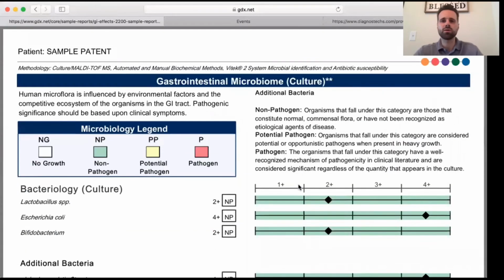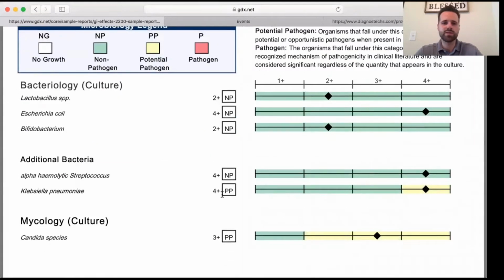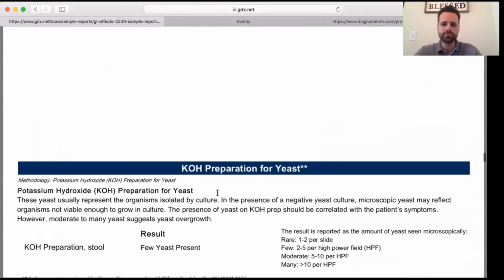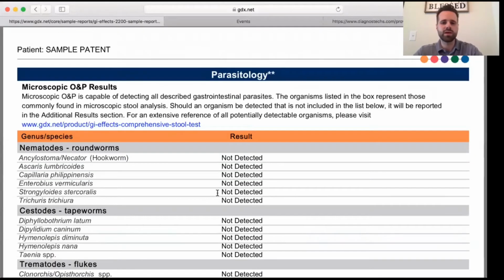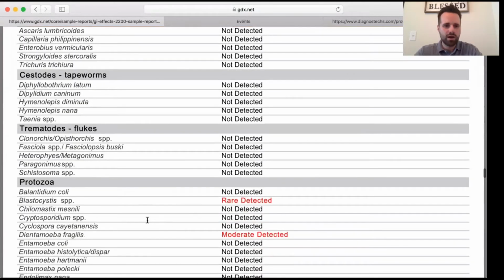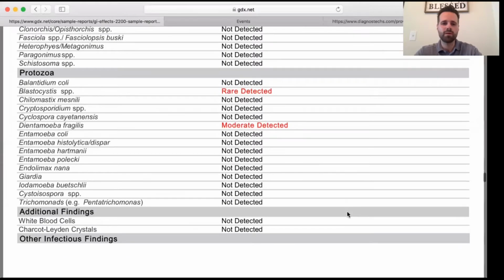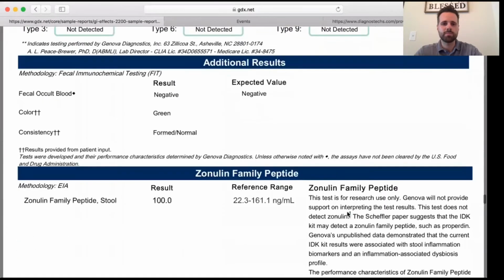They also do a culture on this test, and so with bacteria and candida, and we can see that this patient has Klebsiella and candida and yeast being potential pathogens. Scroll down. Here we have parasitology, taking a look at the different parasites that may or may not be present. And in the protozoa here, we see blastocystis and dientamoeba are both present parasites in this patient's stool sample. All right, a little more with parasitology there.